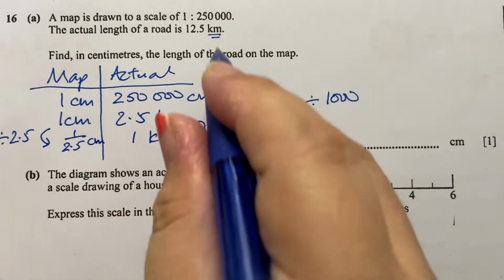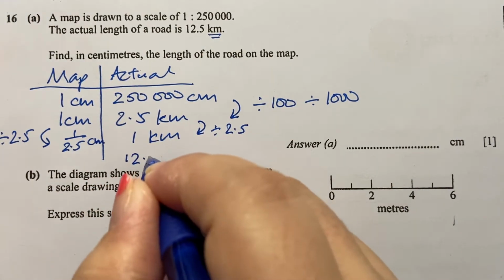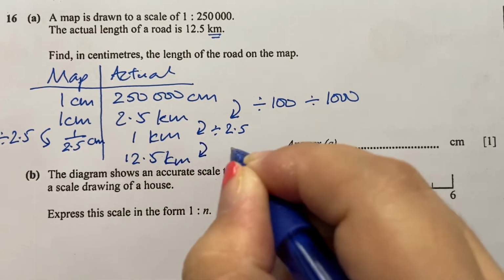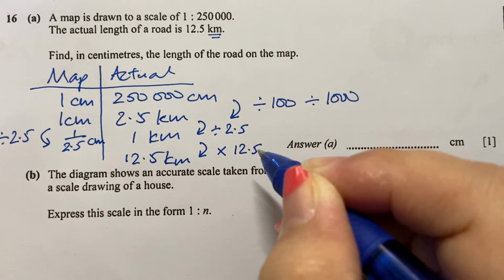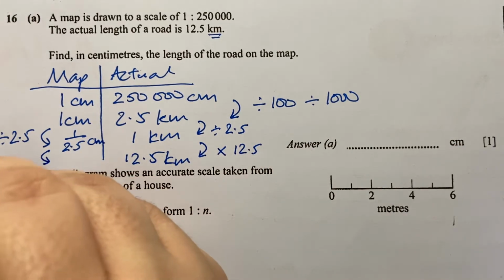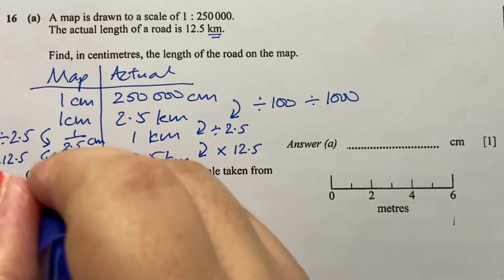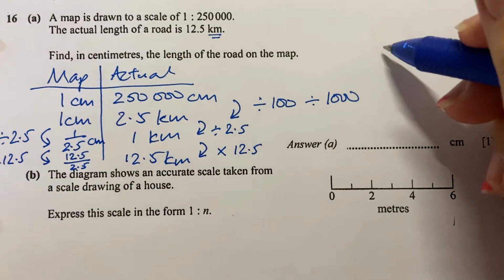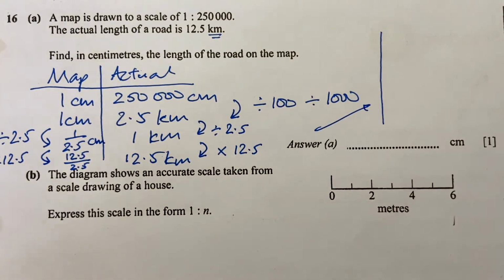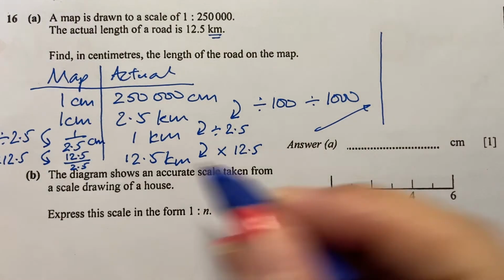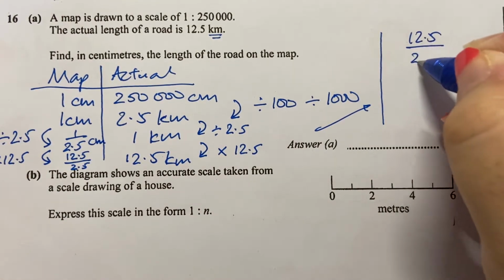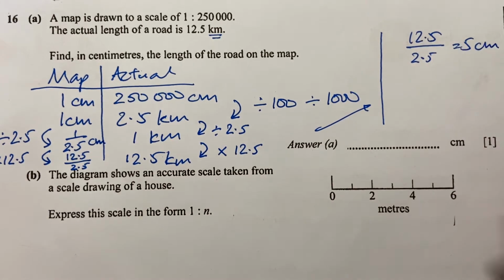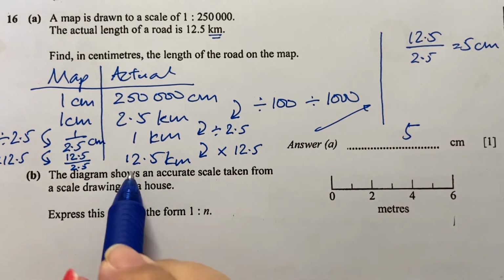Now that I know what was 1 km, I want to find out what's 12.5 km. So from here to here, you multiply by 12.5. And you do the same on this end. You multiply by 12.5. So this is 12.5 over 2.5. If you work out the value, okay, space is limited. So if you work out 12.5 divided by 2.5, that will give me 5. So this value of 12.5 over 2.5 gives you your 5 cm. So in other words, 5 cm would represent 12.5 km.